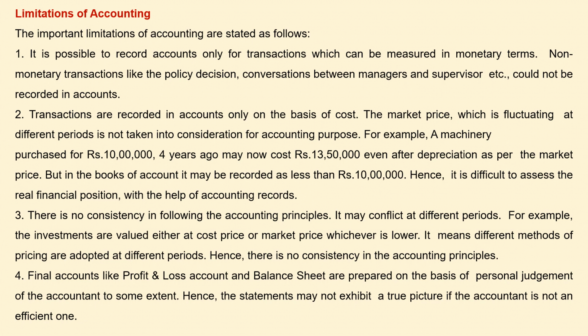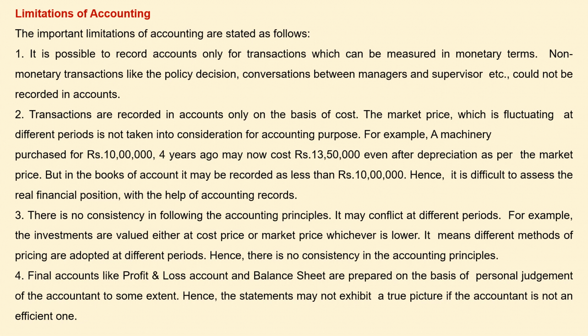Second one, transactions are recorded in accounts only on the basis of cost. The market price, which fluctuates at different periods, is not taken into consideration for accounting purposes. For example, a machinery purchased for rupees 10 lakhs 4 years ago may now cost rupees 13,50,000 even after depreciation as per the market price. But in the books of account, it may be recorded as less than rupees 10 lakhs. Hence, it is difficult to assess the real financial position with the help of accounting records. Because when the machine is bought for 10 lakh, it may be recorded at less than 10 lakh because of depreciation.